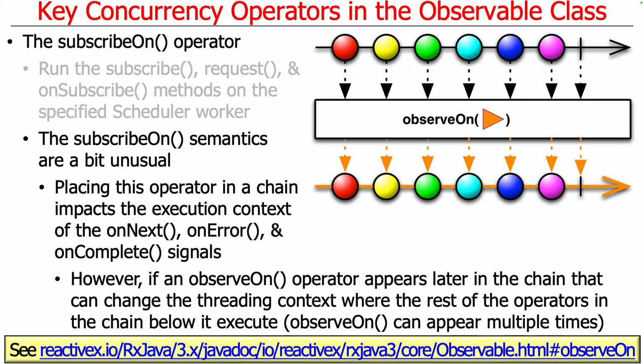Now, just to be complete, there's another concurrency operator we're about to talk about called observe on. If you have observe on appear after subscribe on, then that will change the threading context where the rest of the operators in the chain below it execute. And in fact, observe on can appear multiple times in a chain. This is wildly different from Java streams and is both good and bad. It's really cool. It gives you a lot of control over where things run, but it can be complicated to understand, and if you're not careful, you can easily introduce a lot of extra overhead.